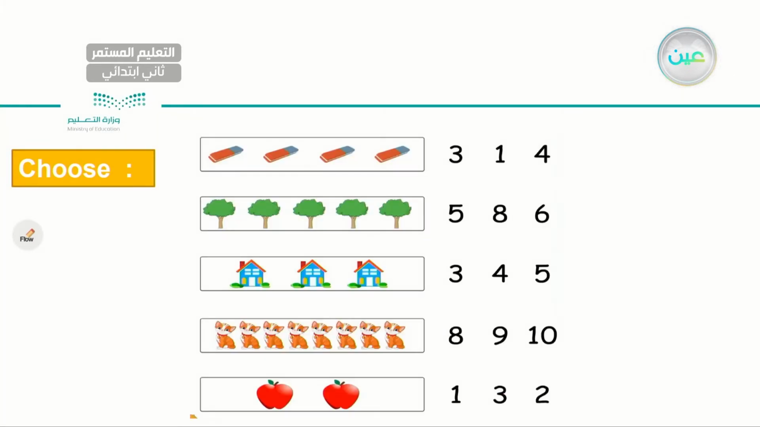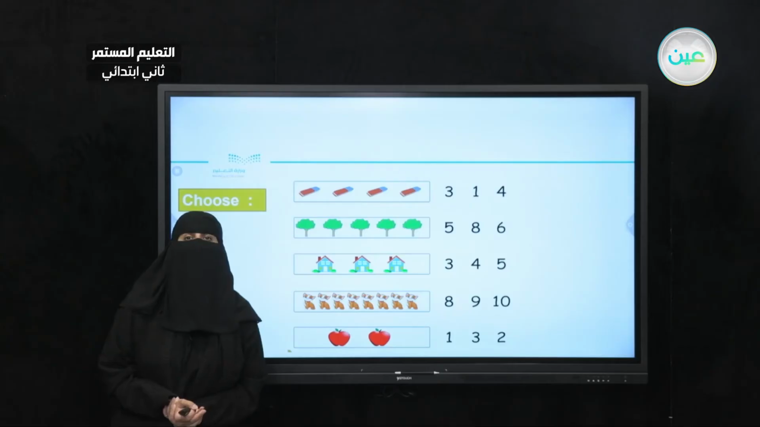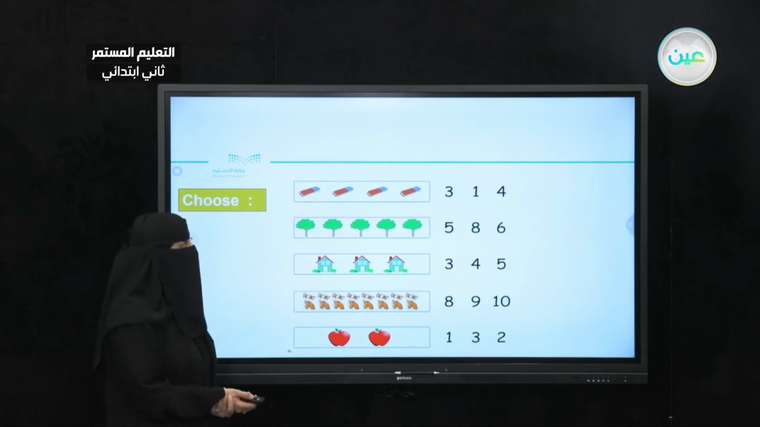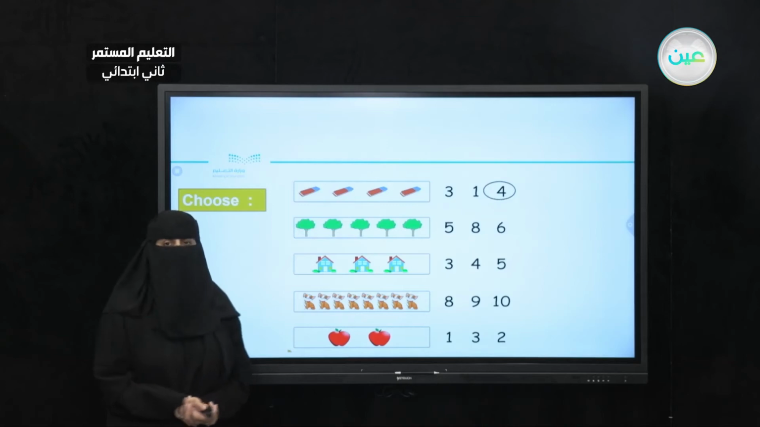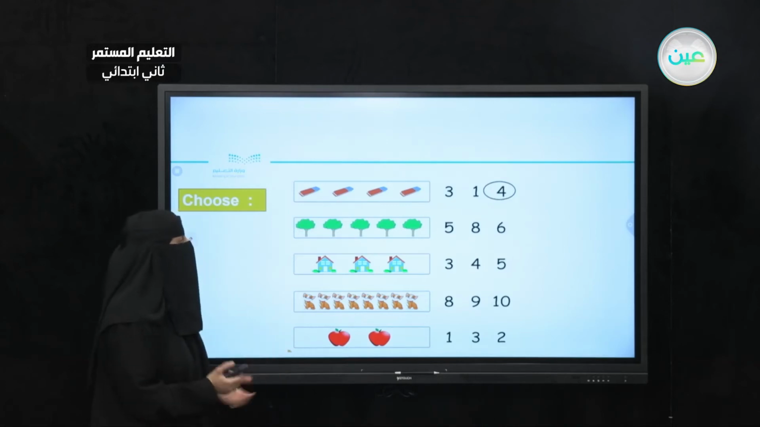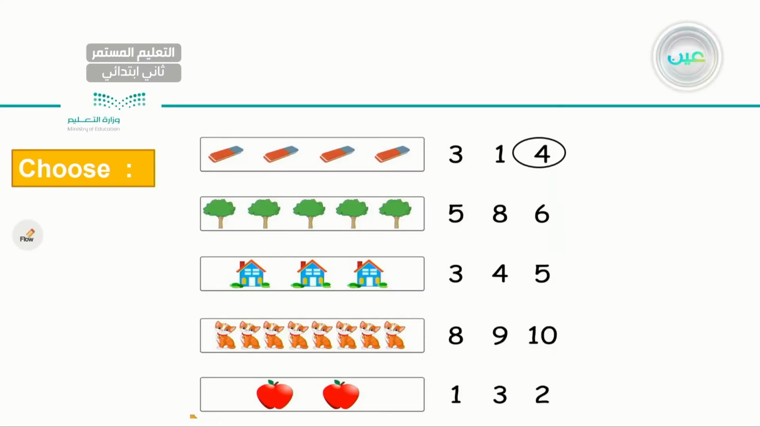Let's go to the next exercise. How about now? Now I try to give you more options, not just 2. I gave you 3 options now. For the first picture, how many erasers do I have? Do we have 3, 1, or 4? What do you think? How many erasers can you count? 4. Excellent. 4 erasers.